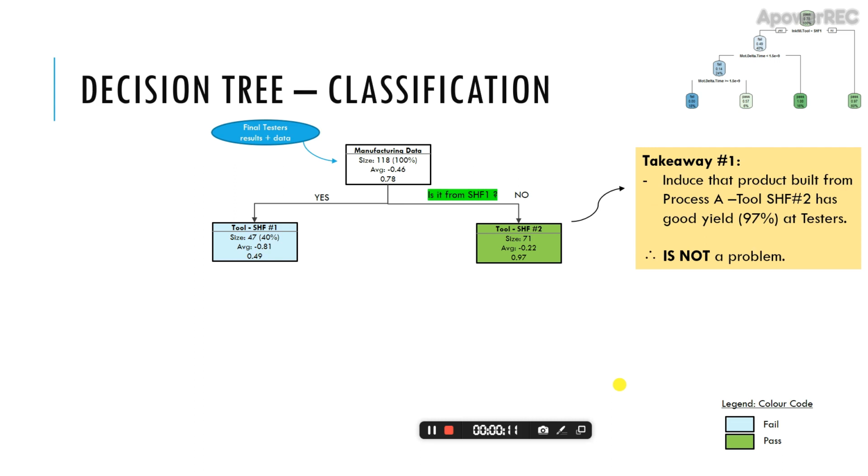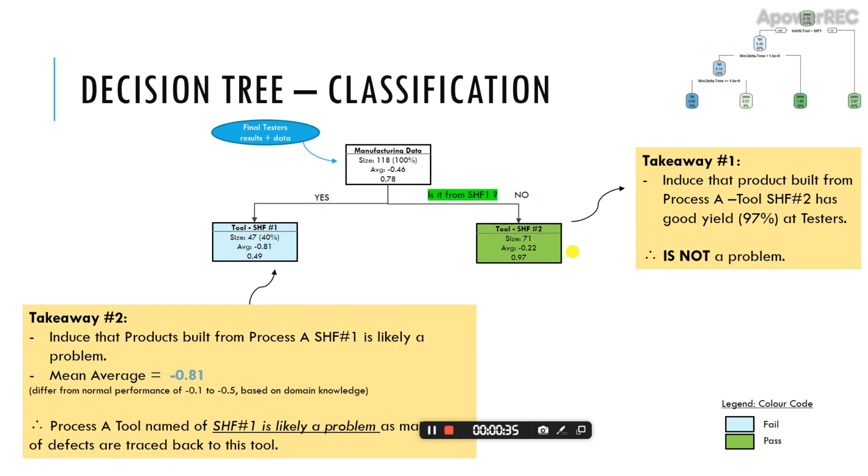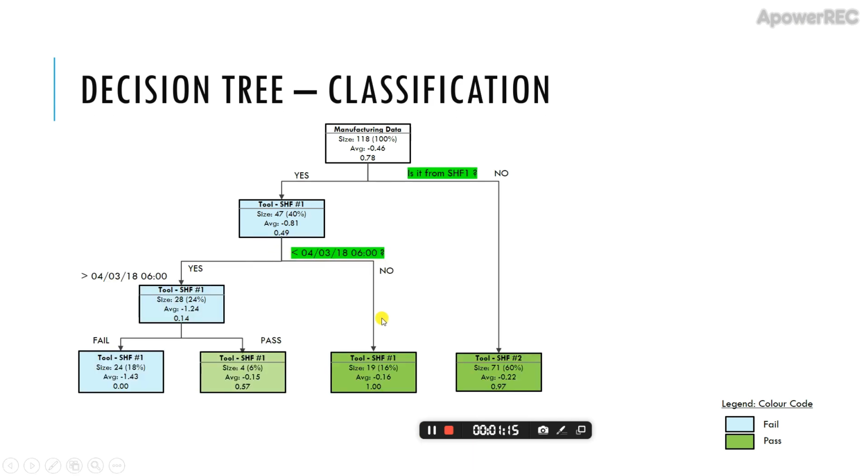So the best split would be depending on whether it is from machine 1 or machine 2 in process A. So what you can learn from this chart is that you can induce that the product that is built in process A, tooling number 2, has a good yield. Therefore, it is not a problem. The other key takeaway is that there is a high percentage of failure parts that are all coming from machine 1. The decision tree actually further breaks down to help us to time bound our problem.